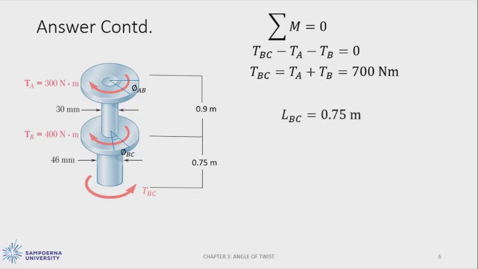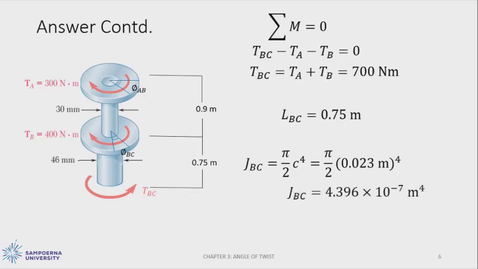For the LBC, we obtain from the dimension of the system, which is 0.75 meter, and JBC will be equal to π over 2 C to the 4. It will give us 4.396 times 10 to the minus 7 meter to the 4.